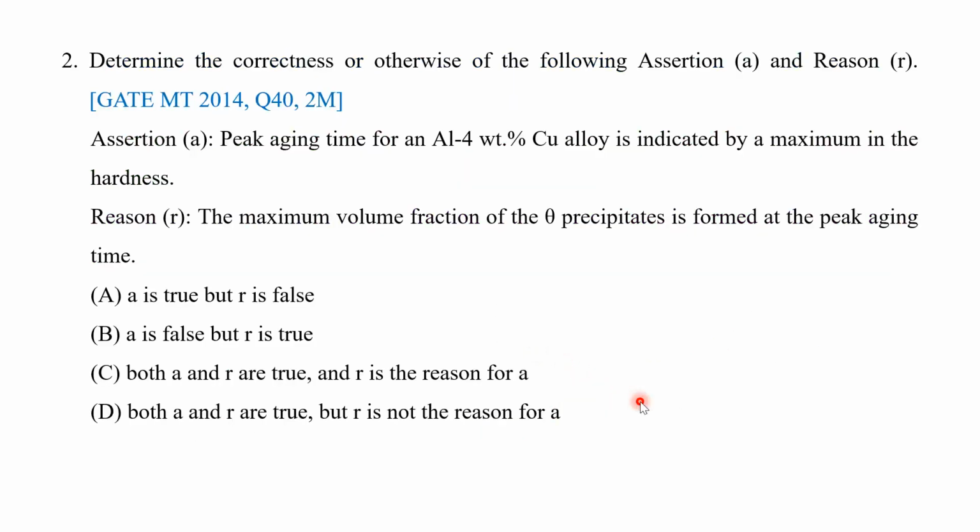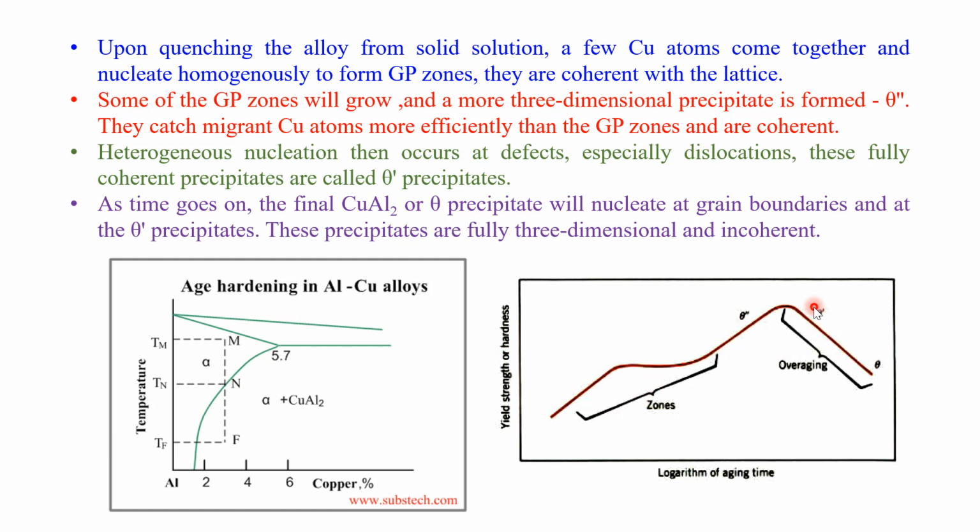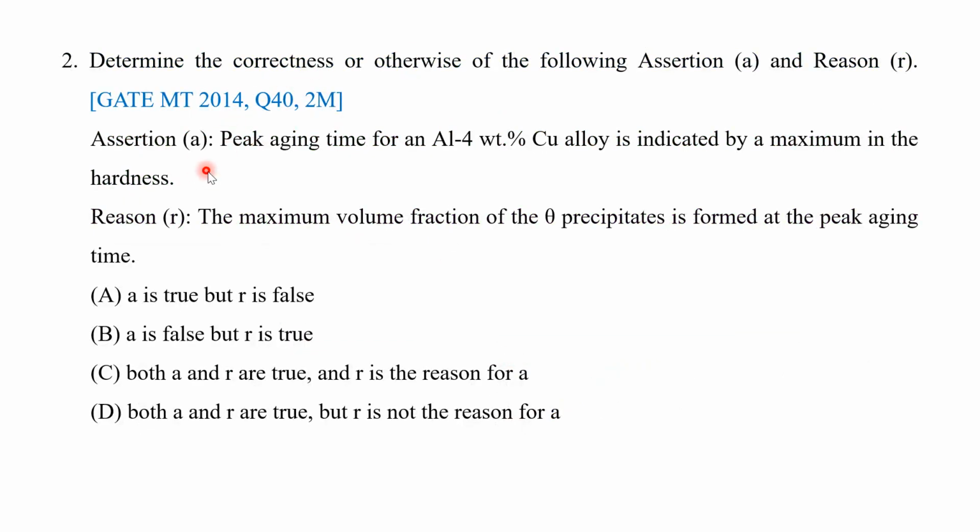So, our question: the first assertion is that peak aging time for aluminum 4 weight percentage copper is indicated by a maximum in the hardness. So, the assertion is true. The peak aging time is indicated by this. After the peak aging time, it goes to a state of overaging, that is, the hardness starts decreasing. So the peak aging is denoted by a maximum in hardness or the yield strength. So the assertion is true.